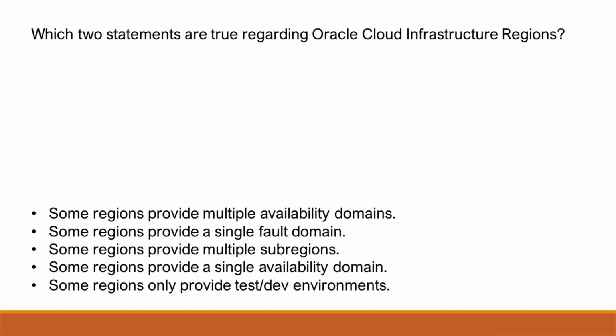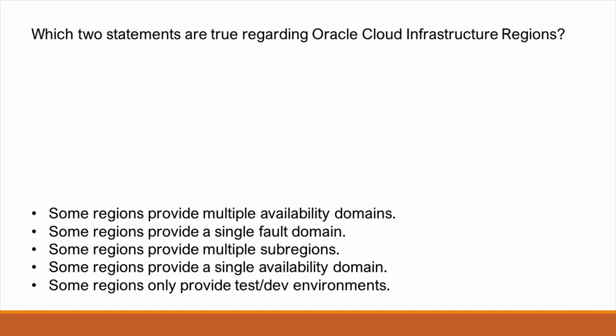Which two statements are true regarding Oracle Cloud Infrastructure regions? Options we have for this question are some regions provide multiple availability domains. Some regions provide a single fault domain. Some regions provide multiple subregions. Some regions provide a single availability domain. Some regions only provide test/dev environments.